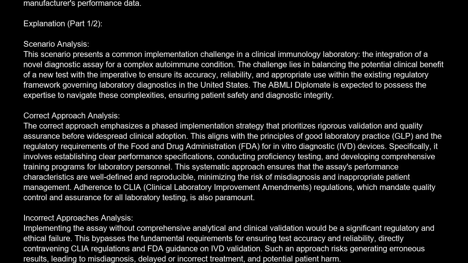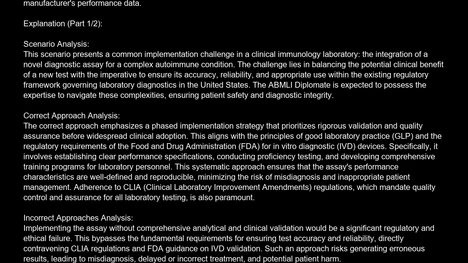Explanation: scenario analysis. This scenario presents a common implementation challenge in a clinical immunology laboratory: the integration of a novel diagnostic assay for a complex autoimmune condition. The challenge lies in balancing the potential clinical benefit of a new test with the imperative to ensure its accuracy, reliability, and appropriate use within the existing regulatory framework governing laboratory diagnostics in the United States. The ABMLI Diplomate is expected to possess the expertise to navigate these complexities, ensuring patient safety and diagnostic integrity.